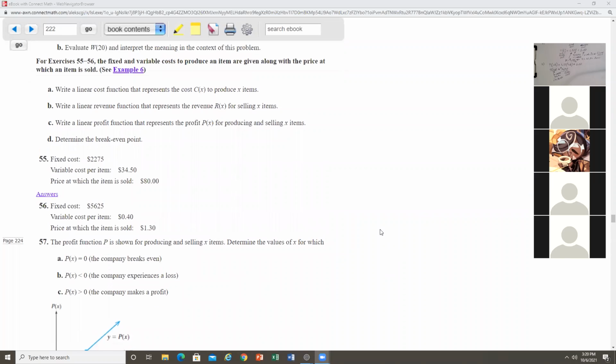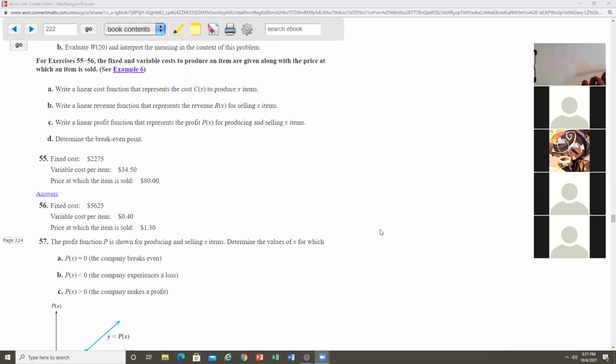Okay, in this problem here, ladies and gentlemen, they want us to answer everything, okay? So in problem 56A, they want you to write a linear cost function that represents the cost C of X to produce X items. B, write a linear revenue function that represents the revenue R of X for selling X items. C, write a linear profit function that represents the profit P of X for producing and selling X items. D, determine the break-even point. This is a question that you would probably see like in a course in economics or finance.